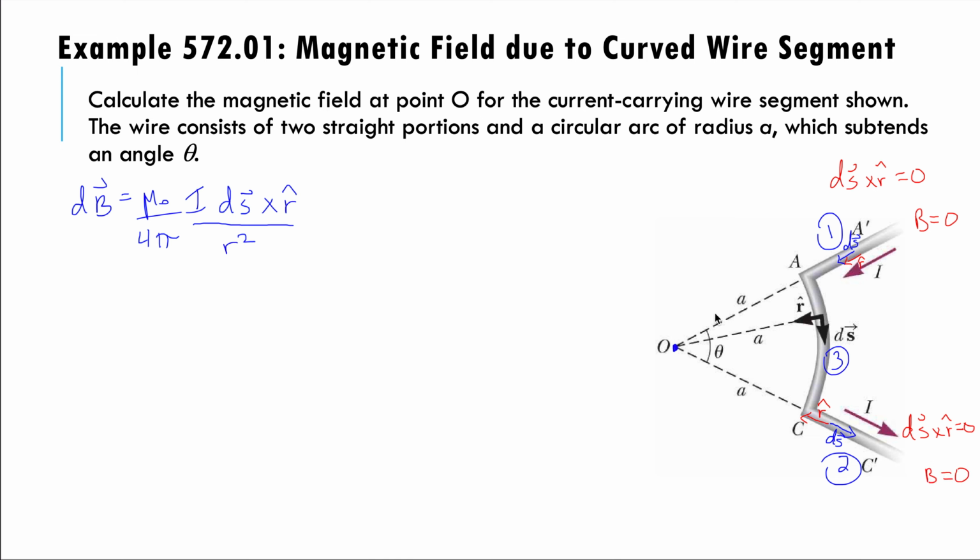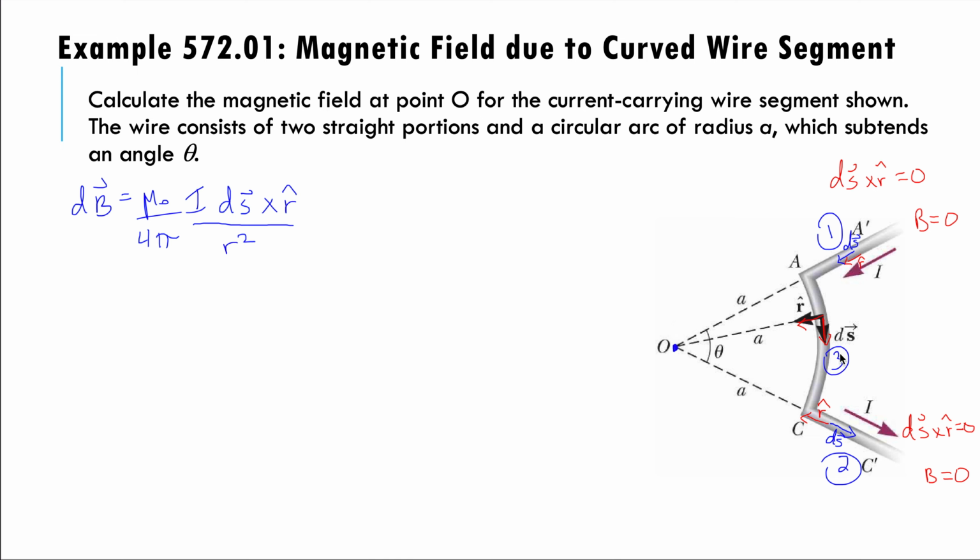So we only need to find the field due to the curved segment. Let's see how we're going to use the Biot-Savart law. Same steps. First, draw your ds, and it has already been drawn for us in this diagram. ds is going down here in the direction of the current. And then r hat has been drawn as well. It goes from ds towards the point O at which we're trying to calculate the field.